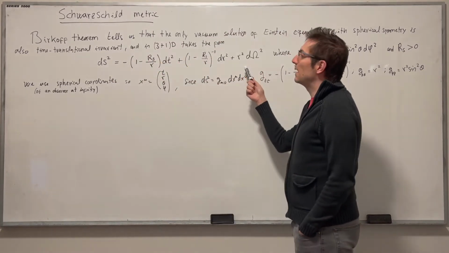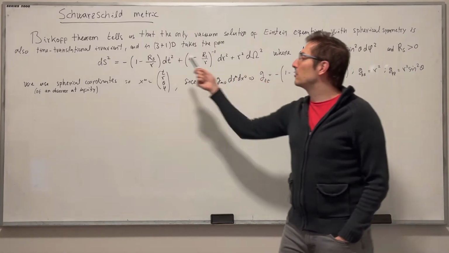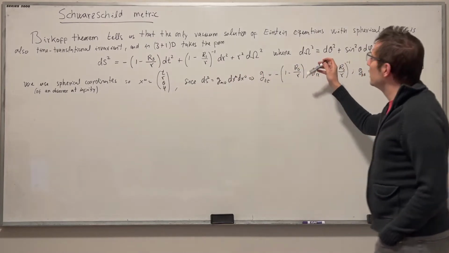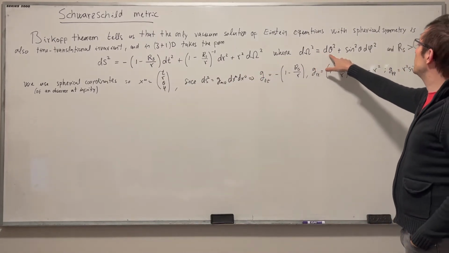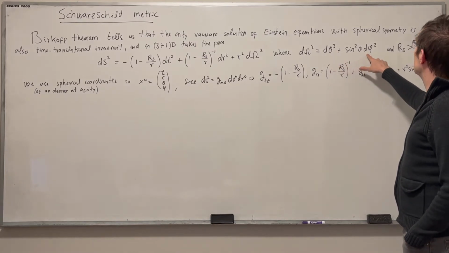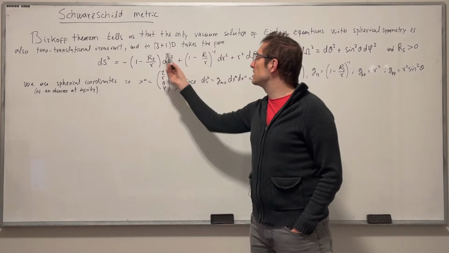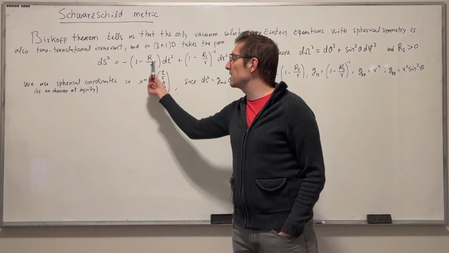Now, I wrote here the line element, even though oftentimes people would call this the metric. This is the line element, where d omega squared is short notation for d theta squared plus sine squared theta d phi squared. Rs is an arbitrary constant, which I'm going to call the Schwarzschild radius. It's a length scale, right?